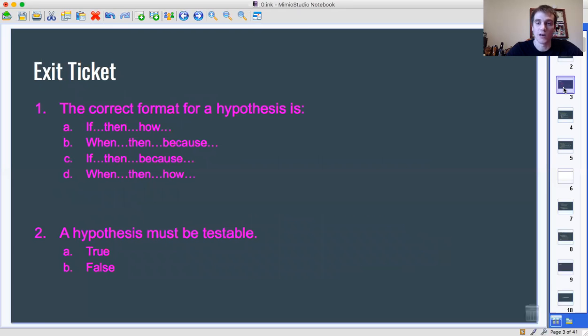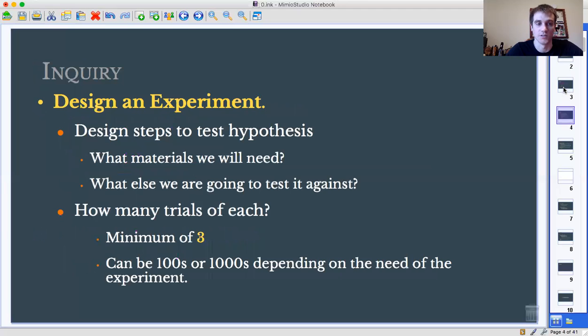So we have ways to write a hypothesis, and the correct way is in the list of A, B, C, D. We have if, then, how; when, then, because; if, then, because; or when, then, how. If, then, how was the top one. So my correct answer is going to be C, if, then, because. So if I add water and fertilizer, then the corn will grow fastest because it's got the nutrients it needs to grow. And then does a hypothesis have to be testable, true or false? Yes or no. So yes, it does. There's your answers there.